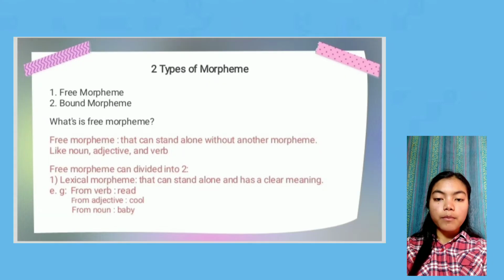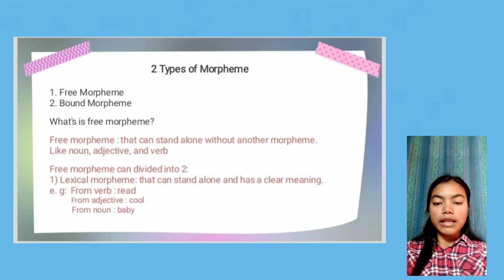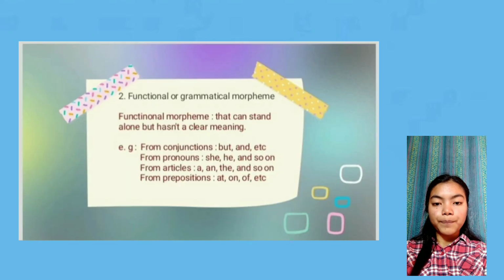There are two types of morpheme, that is free morpheme and bound morpheme. A free morpheme is a morpheme that can stand alone, becoming a word, without having to be attached to another morpheme, like adjective, noun, and verb. Free morpheme can be divided into two, that is lexical morpheme and functional or grammatical morpheme. A lexical morpheme is a morpheme that can stand alone, and the content of the message is clear. For example, read, cool, and so on.